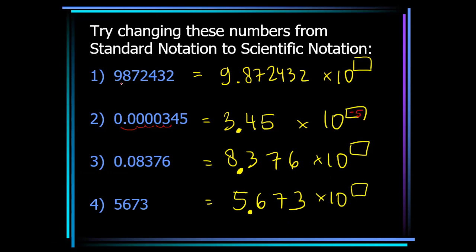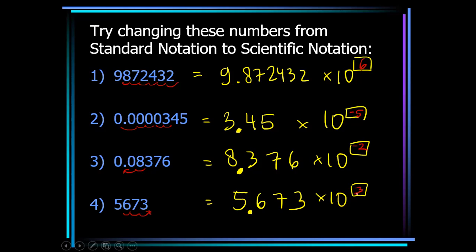Oh, the top one I forgot. So positive 6. It goes to the right. Start from here: 1, 2, 3, 4, 5, 6. That's right, positive 6. And how about this? Go left. 1, 2. Negative 2. That's right. And how about this? 1, 2, 3. Positive 3.